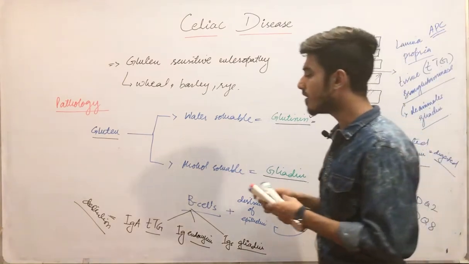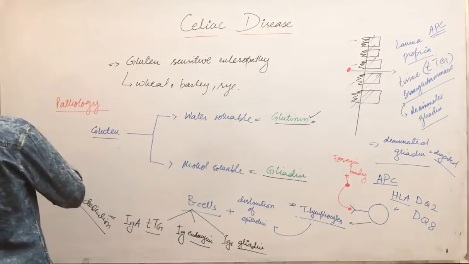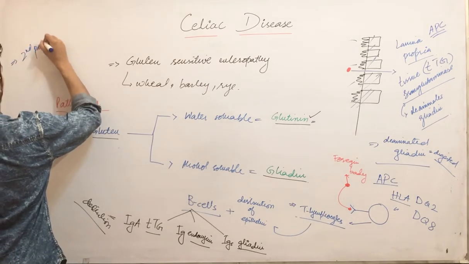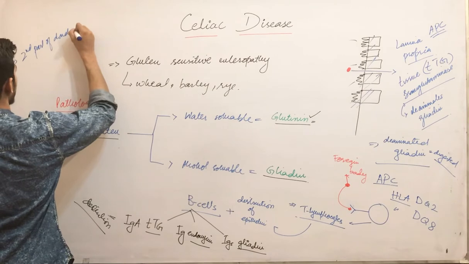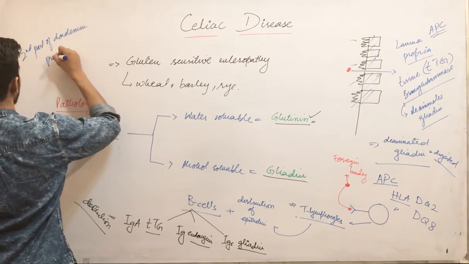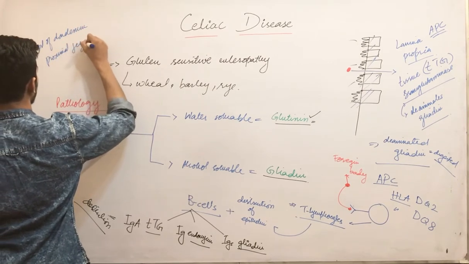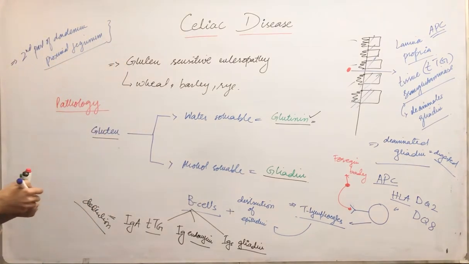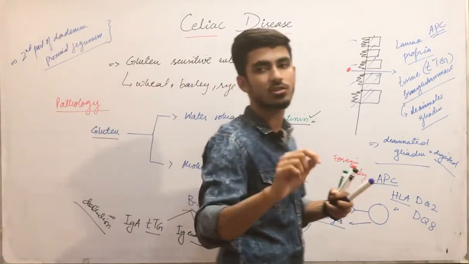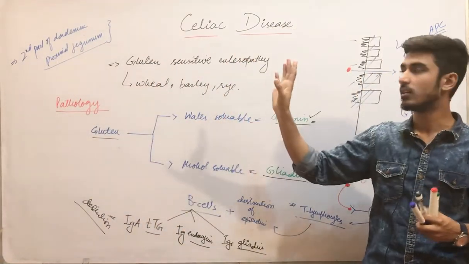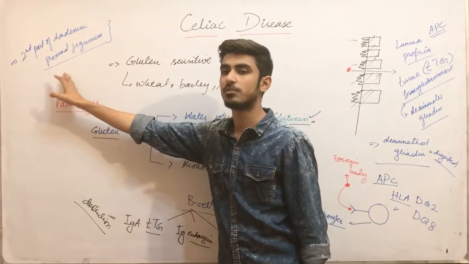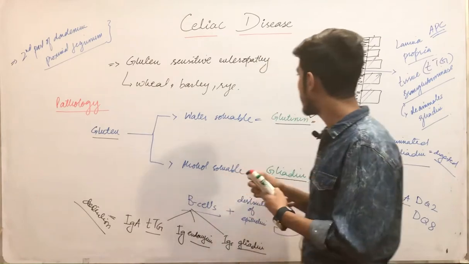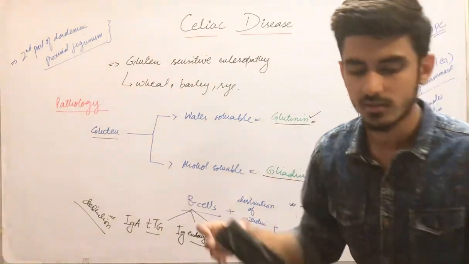Now one thing, for the diagnostic purpose, we take the biopsy from the second part of the duodenum and proximal jejunum. Why? Because these parts are exposed to the highest concentration of the dietary gluten. Clear? That's why the biopsy is taken from these parts, and this is very important for the diagnosis. Now, I am telling you the histopathology of this disease.